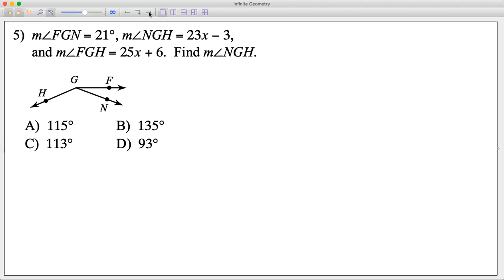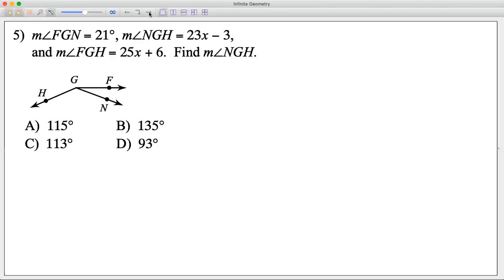What does the angle addition postulate say, basically, in your own words? This angle plus this angle would be equal to the whole angle. Well, the whole angle is FGH. FGH is what? 25x plus 6. And that has to equal the other two angles added together. That means this angle, 23x minus 3 plus 21. Can you set that up all by yourself? Danny, thumbs up, thumbs down? Could you set that up by yourself?